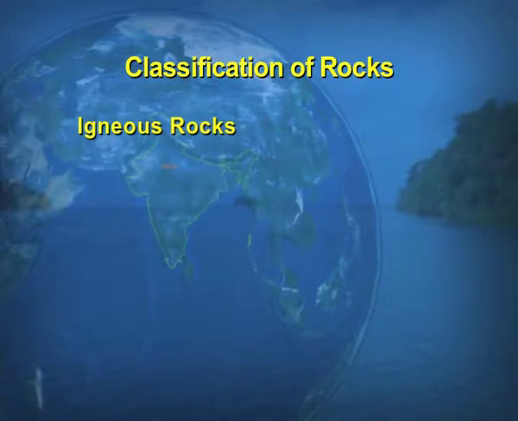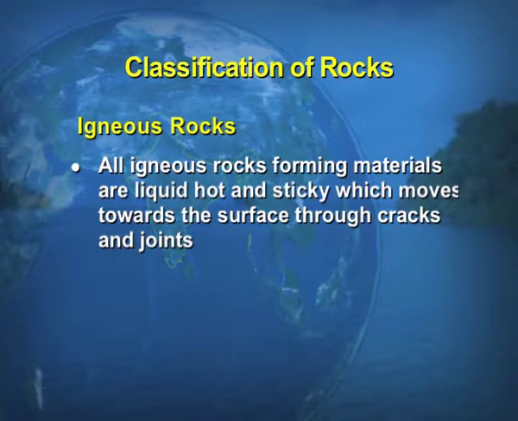There are a few further characteristics of these igneous rocks which I would like to share. Number 1, all the igneous rock forming materials are liquid, hot and sticky, and move towards the surface through cracks and joints. Because as you know, in the interior of the earth the temperature is quite high. So, the magma is also in liquid form and it keeps moving wherever it finds its way, either through the cracks or by making its way through the weak rocks.